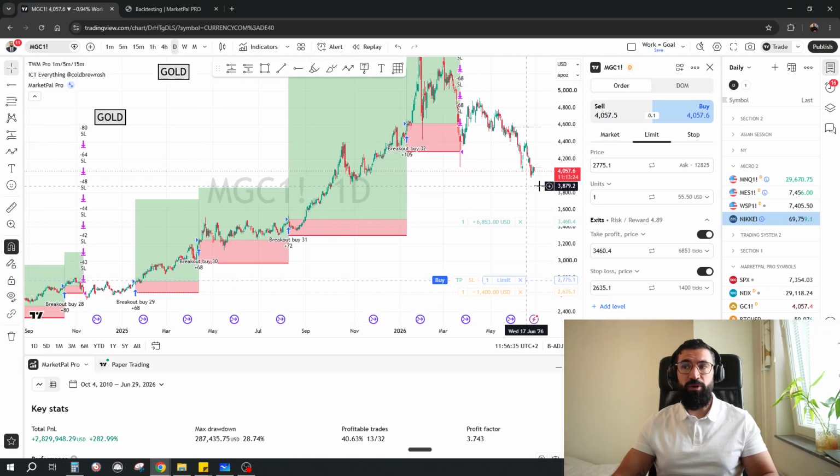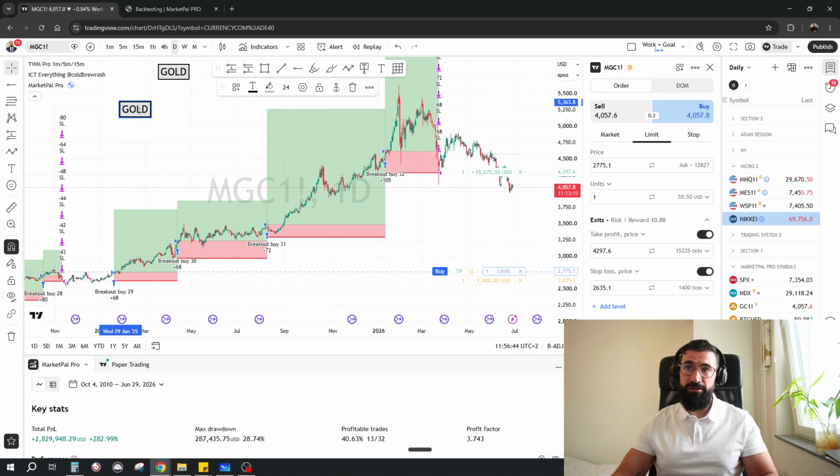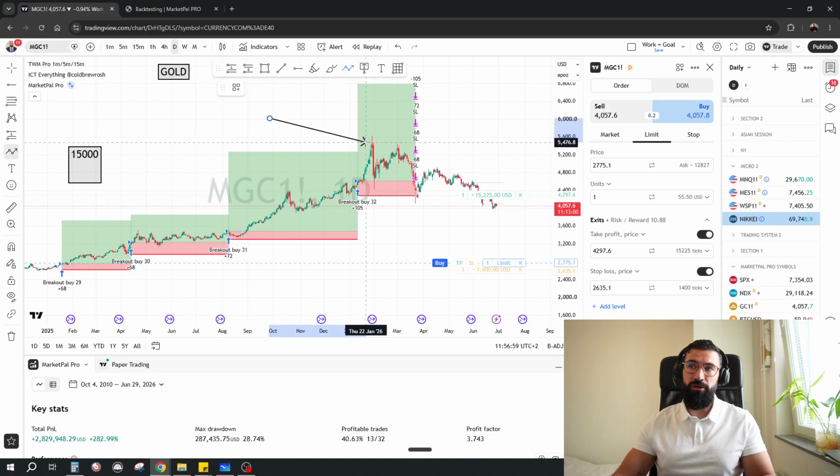So what's the profit of this? Because we get stopped out in this area right there. The profit of this trade, this is just crazy. I risked 1,400, and the profit of this trade is 15,000. I'm going to just round it up. This is in dollars, by the way. And you can see that there's a spike right here going to the upside.